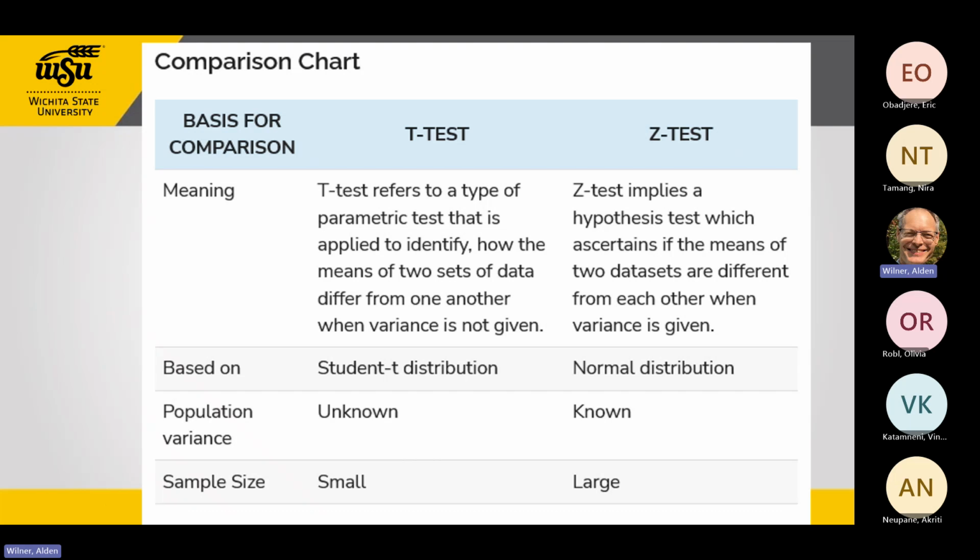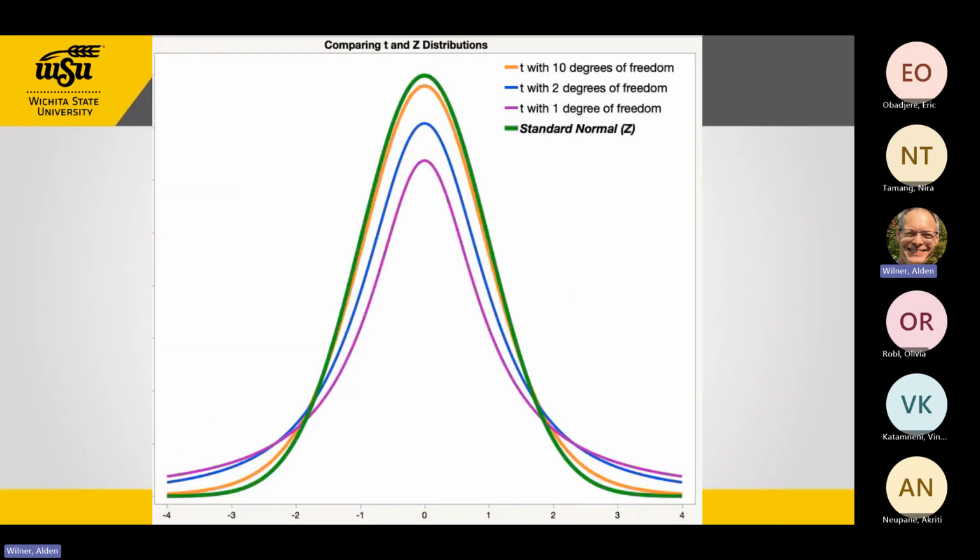So the t-test: parametric, student t-distribution, population variance unknown, sample size small. Z-test: population variance known, or the sample size is large. Again, we use a normal distribution. What's the difference between a t-distribution and a z-distribution? Well, the t-distribution has what are called degrees of freedom. This is the number of variables that are free to wobble around and still get the same curve, right? Or the same mean, I'm sorry.